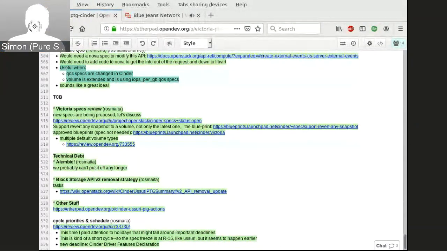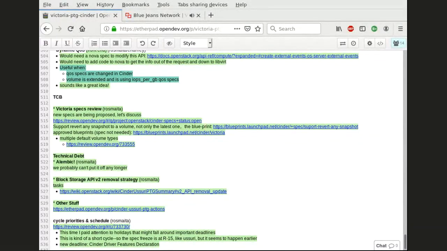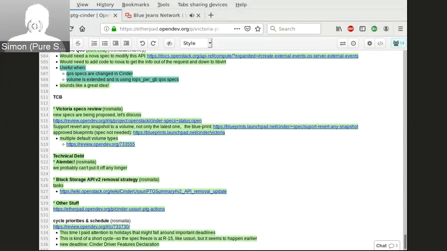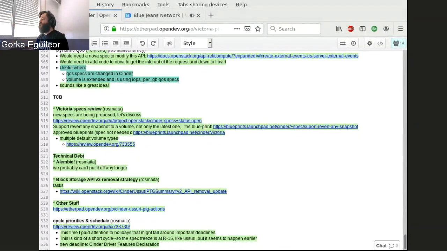Is there a blueprint for this, or just the spec at the moment? The blueprint, like Rajat told me, is a one-liner. Okay, so there's something there we can tag onto and keep an eye on. Oh yeah, there is a blueprint, and it should be referenced in the spec.